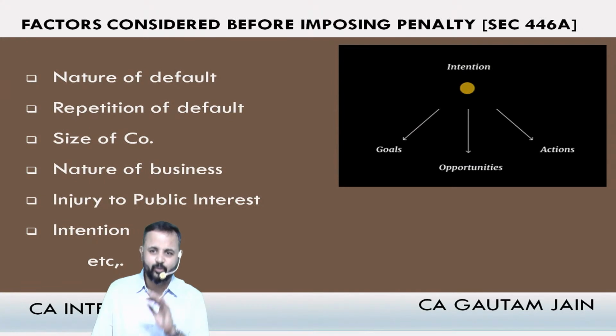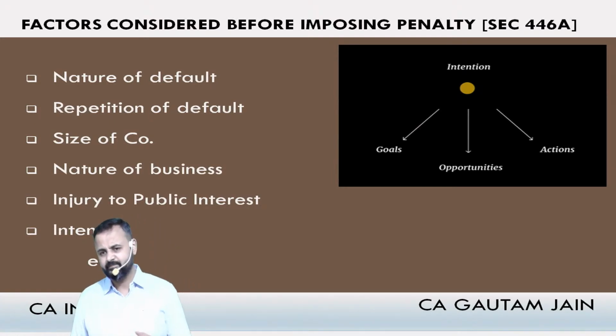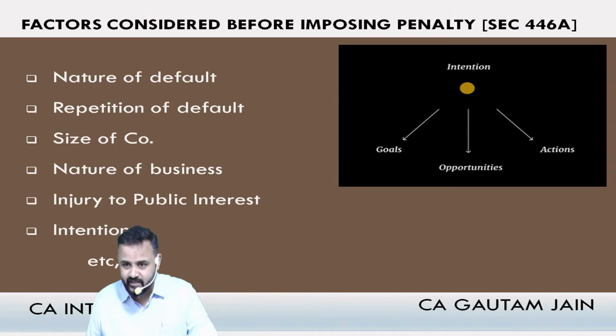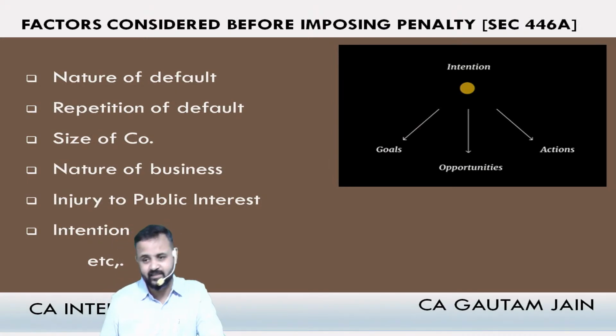Only first time it is done, probably the penalty may be lesser. But if it is done 4th time, 5th time, then the more the number of times the offence is repeated, the penalty is going to be more. We have already seen section number 451, if you remember, that is talking about if the same offence is repeated within 3 years, then the fine will get doubled. That's how it is. Then size of the company, nature of offence, whether it is injury to public interest.